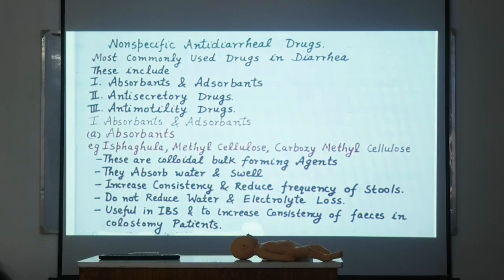Non-specific antidiarrheal drugs, I already told you, absorbents and adsorbents. I have never seen in my life anyone using absorbents to treat diarrhea.